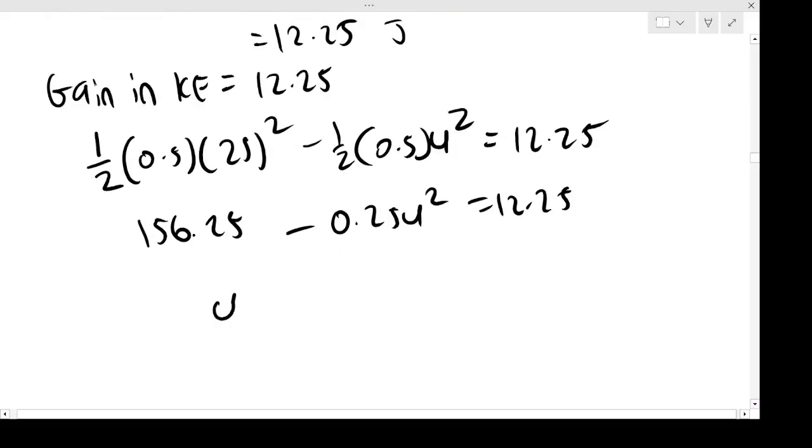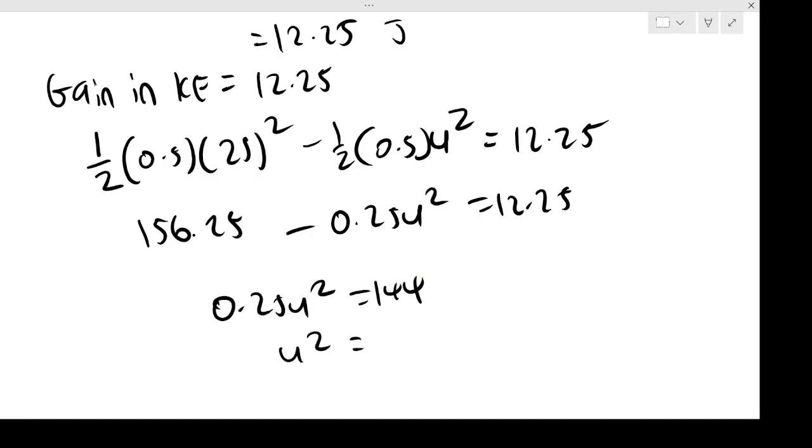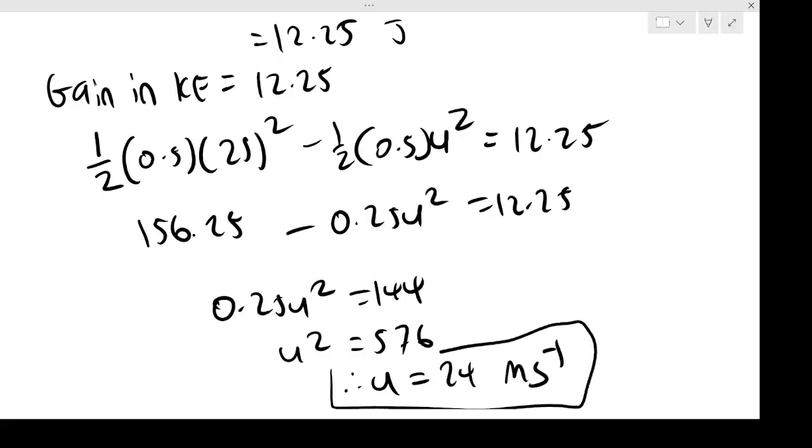So 0.25 u squared is going to be 156.25 take away the 12.25, which gets me 144. Then if I divide that by 0.25, I get 576. So that means u, if I square root that, I'll get 24. Quite nice. Okay, and that's my u.